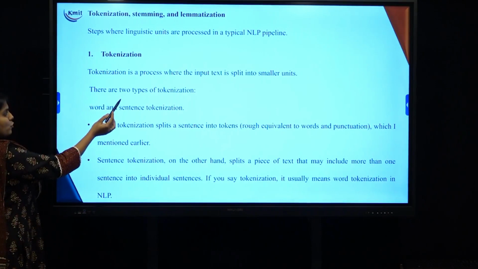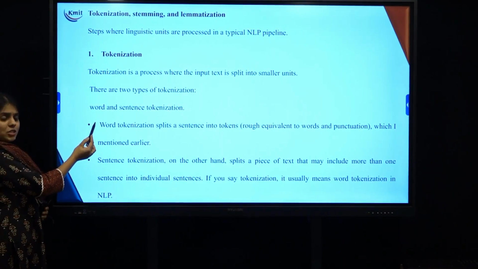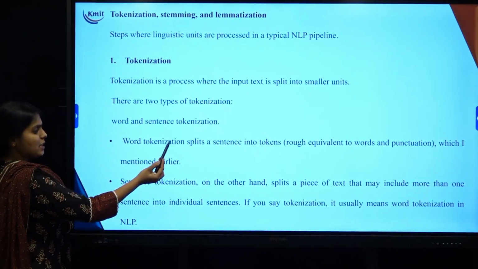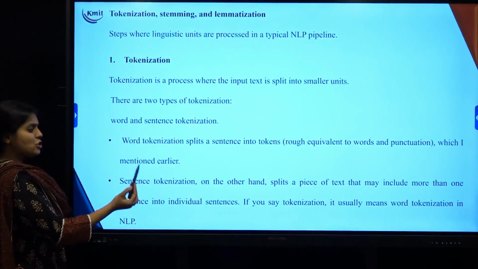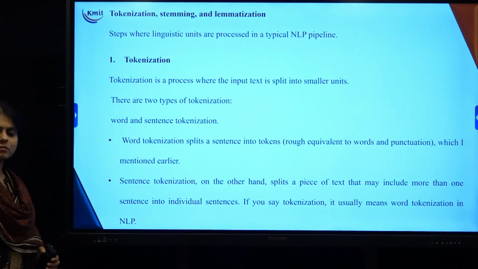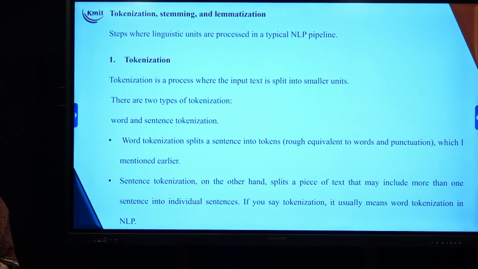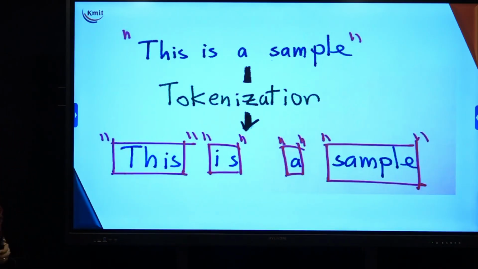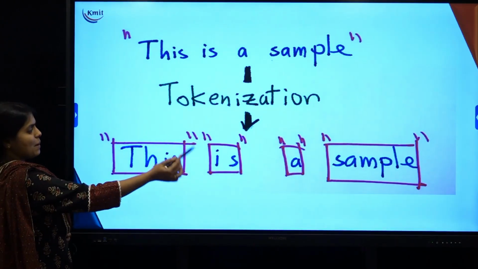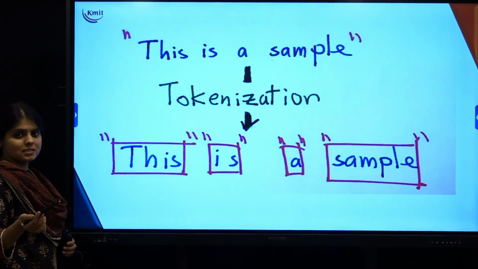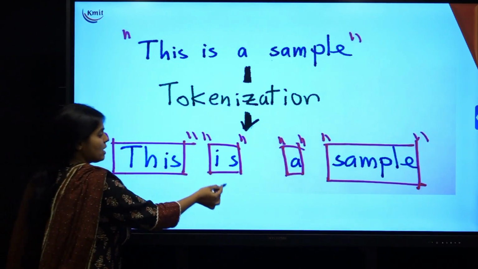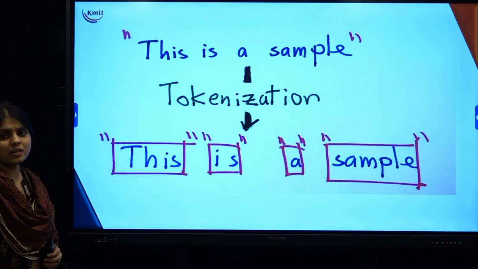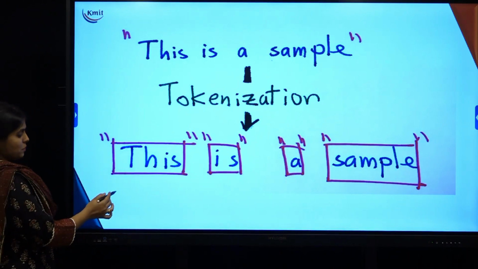We have two types of tokenization: word tokenization and sentence tokenization. Word tokenization splits a sentence into tokens, and sentence tokenization splits the given input text into sentences. So here it is words, here it is sentences. For example, "This is a sample": "this" is one word, "is" is one word, "a" is one word, "sample" is one word. So I have four words in this particular sentence in word tokenization.